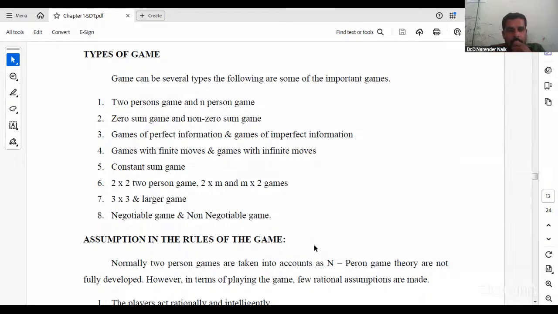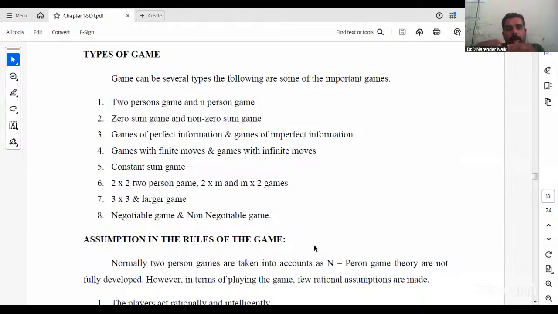Zero sum and non-zero sum game. Games of perfect information and games of imperfect information. Games with finite moves and games with infinite moves. Constant sum game. 2 by 2 person game. 2 by m and m by 2 games. 3 by 3 and larger games. Negotiable game and non-negotiable game.